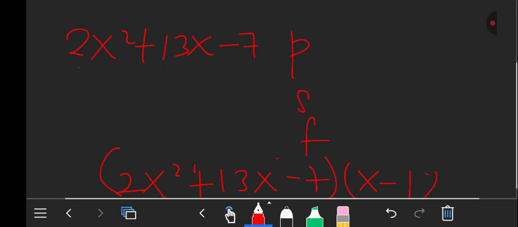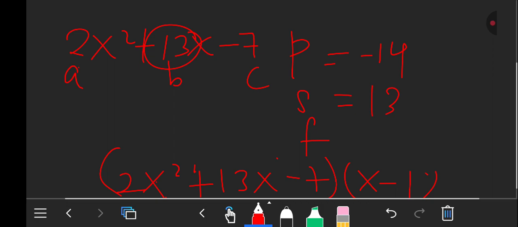So the product you find by multiplying a multiplied by c. So what is 2 multiplied by negative 7? That is equal to negative 14. Then the sum, you get the coefficient of x, that is 13.